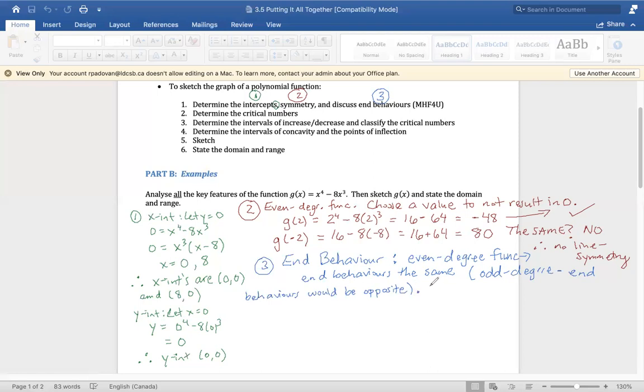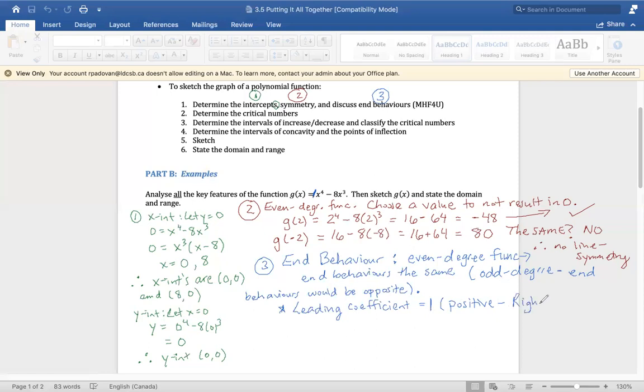So what I have to do is look at my leading coefficient. My highest exponent is 4, and my leading coefficient is 1, but what I'm really looking at is whether it is positive or negative. Because it's positive, the right end is up.